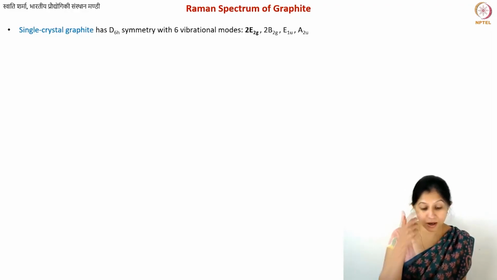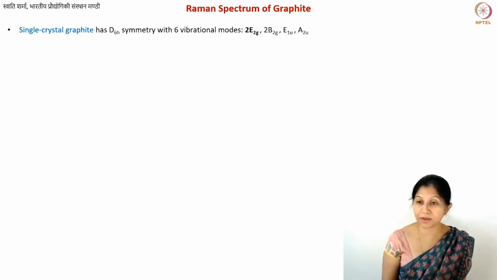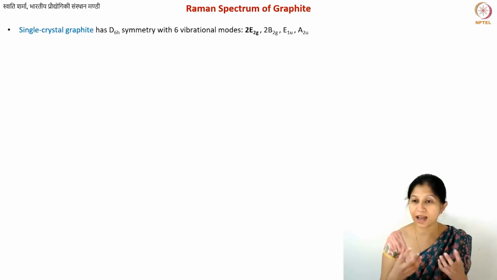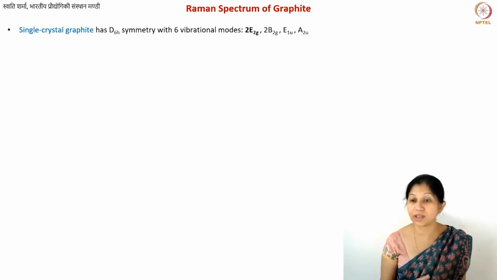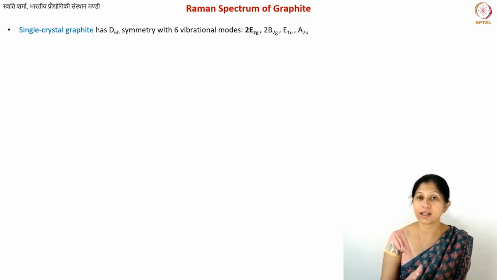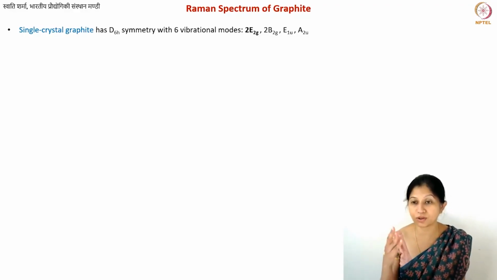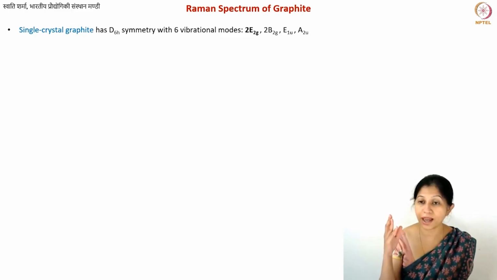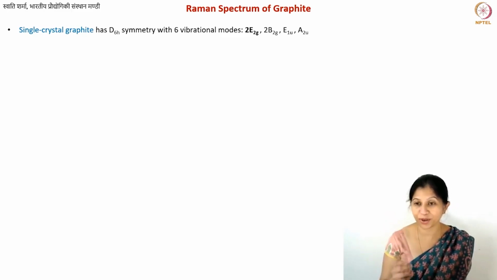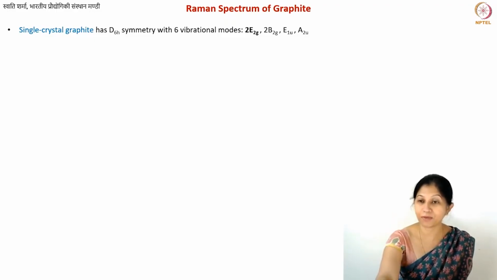So basically, your molecule will have different types of vibrations, but not all of them will actually give you the Stokes and anti-Stokes type of scattering. So some of the modes are what is known as Raman active, and these are the modes that are allowed in Raman spectroscopy. So these are the 6: 2 E2G modes, 2 B2G modes, and 1 E1U, and 1 A2U. So you can read it from here. So these are the vibrational modes.